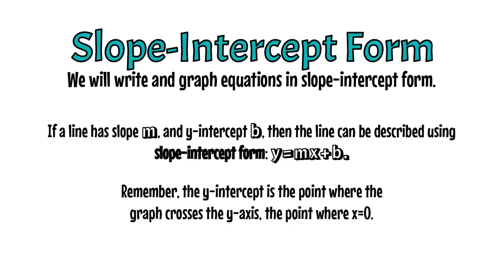In this video, we will write and graph equations in slope-intercept form. If a line has a slope m and y-intercept b, then we can write the equation of the line y equals mx plus b, which is called slope-intercept form. Remember that the y-intercept, as we learned in the previous video, is the point where the graph crosses the y-axis, so the point where x equals 0.